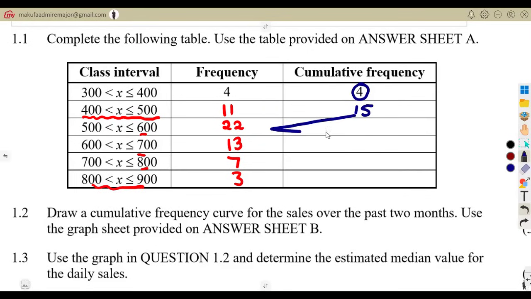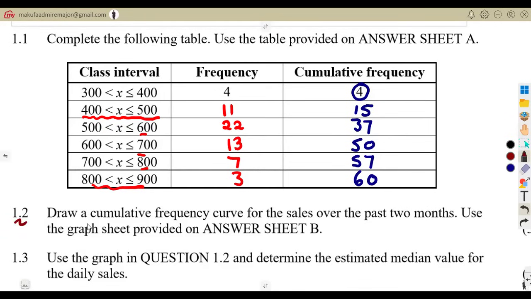15 plus the next one, that is the answer that we are going to write here. 15 plus 22 gives us 37. 37 plus 13 gives us 50. 50 plus 7 gives us 57. 57 plus 3 gives us 60. Remember your cumulative frequency curve, as we had in your grade 10 graphs, you add the frequencies. So that was your table.